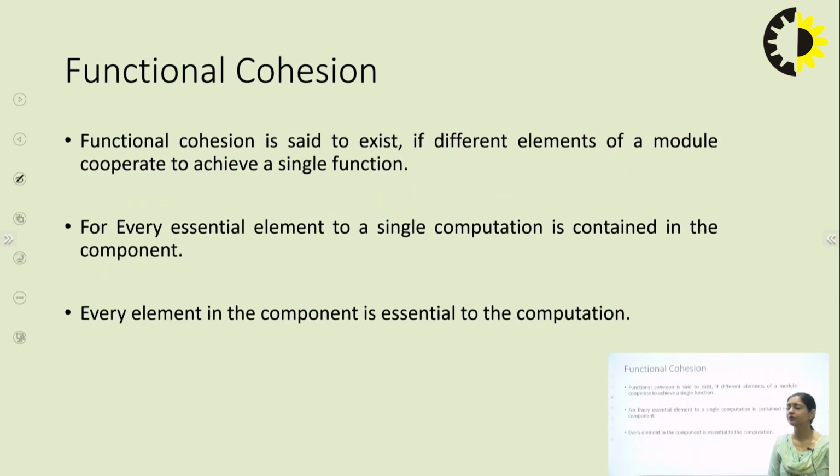Functional cohesion is said to exist if different elements of a module cooperate to achieve a single function. So, we have different elements in a module, they combine together, they cooperate together, and only then is one function achieved. Here, every element in a component is essential to the computation. It is not the case that if we have, suppose, 4 to 5 elements, only one element will be used in one execution and the rest in other executions. No, every element plays an important role whenever the computation of the data is done.